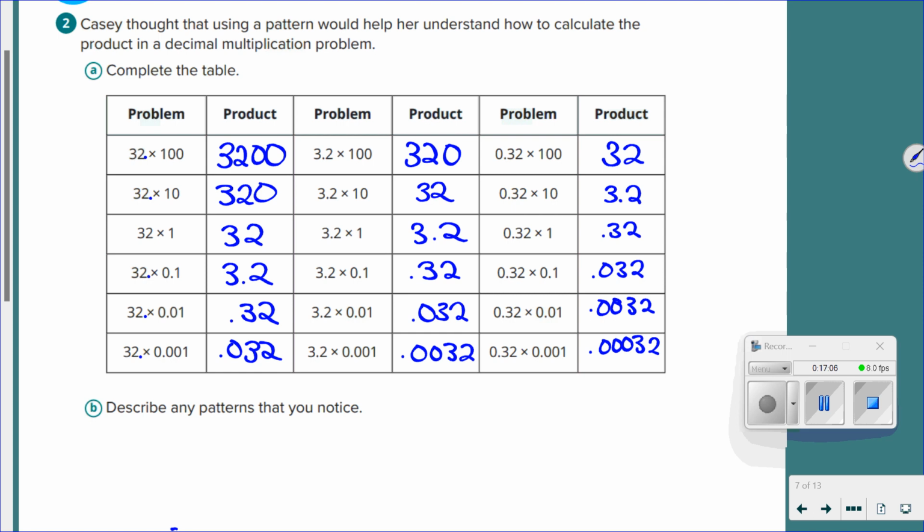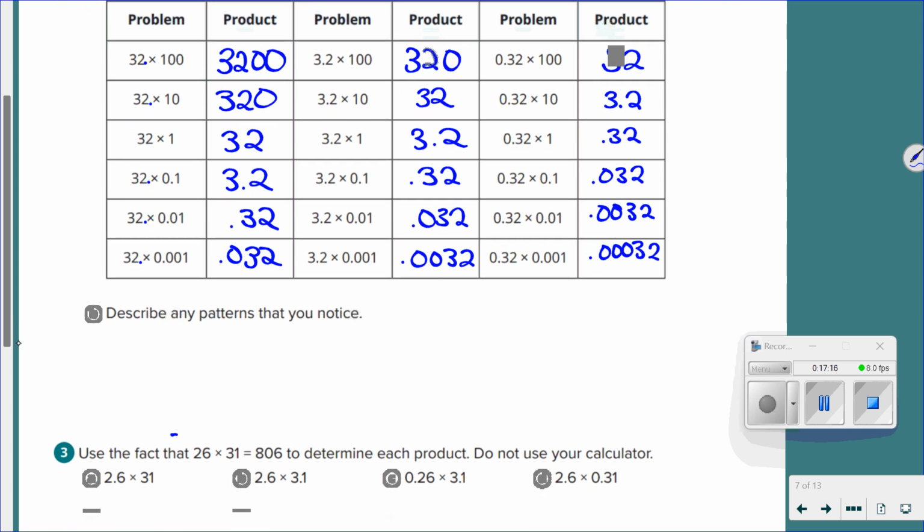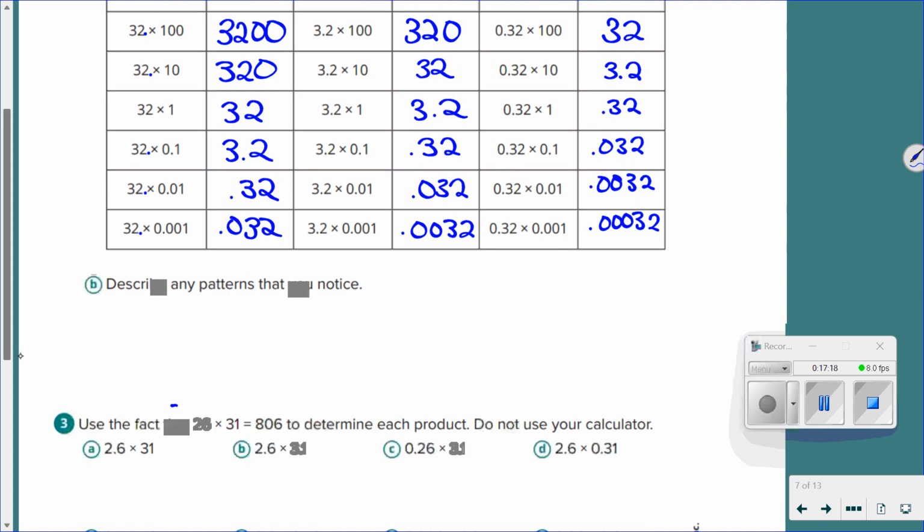Any questions? So what patterns did we notice? The number will keep going down. Okay, the number gets smaller as you multiply by a smaller number. What else? They either get bigger or smaller by increments of 10. Okay, what else?